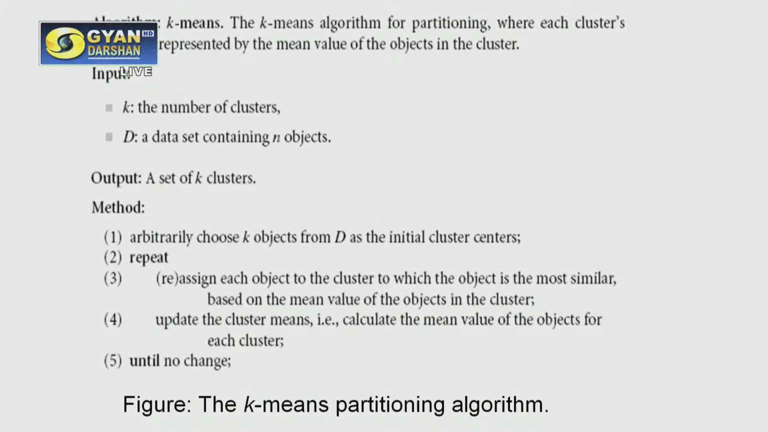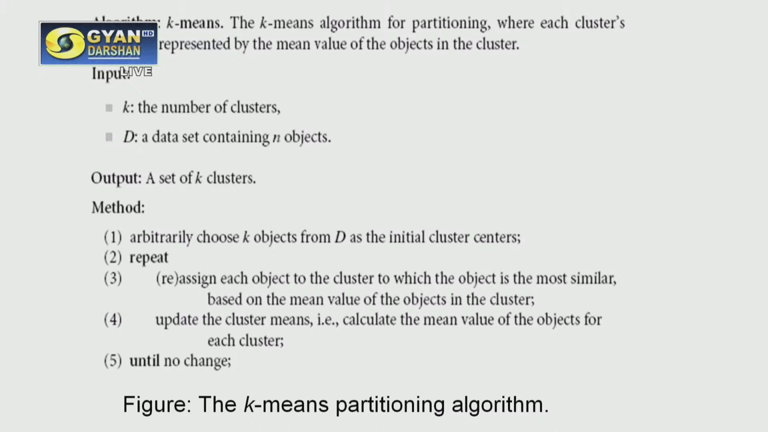Now look at the pseudocode of the k-means clustering technique. We have a k-means algorithm for partitioning, where each cluster center is represented by the mean value of the objects in the cluster. What is the input given? The input is k, the number of clusters, which we need to define, and D, a data set which contains n number of objects. And what should be the output of this algorithm? The output will be a set of k clusters having objects which are similar in nature.